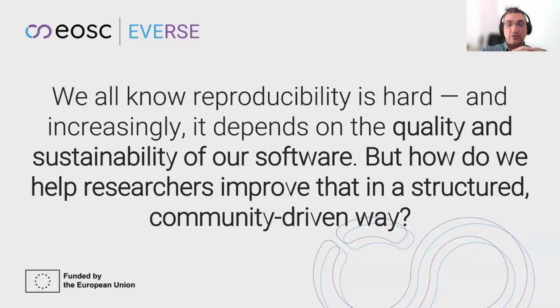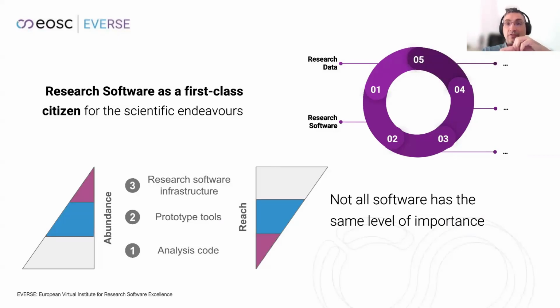Even if we talk about FAIR software, even if we talk about open science in research software, one of the first activities is that we know to pursue reproducibility. This is one of the key challenges. But as it appears, reproducibility relies a lot on how we define quality and sustainability of the software that is involved. And that is one of the main reasons where EVERSE came to be.